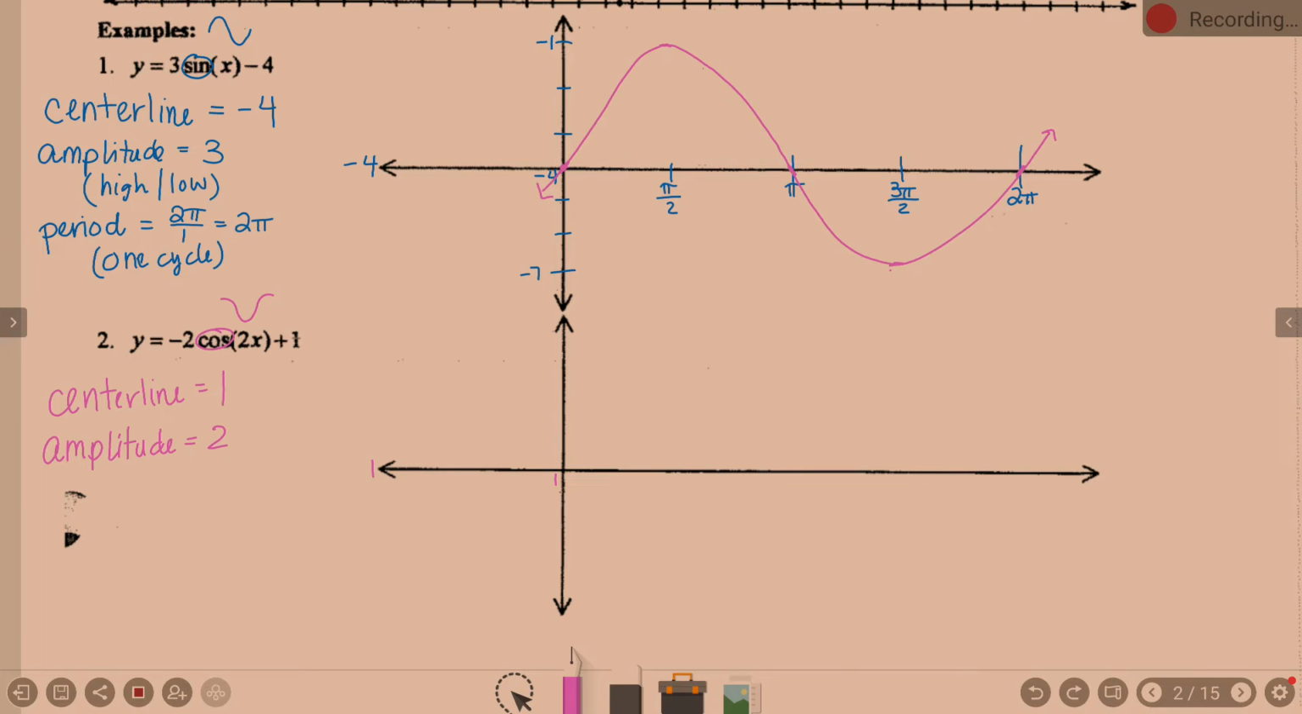Okay, so the amplitude, remember, is going to tell me how high or low my graph goes. The negative out front is telling me that this is a reflection. And that, of course, is a reflection across the x-axis. So, a couple of things here. If we mark the amplitude off, count up and down for me.